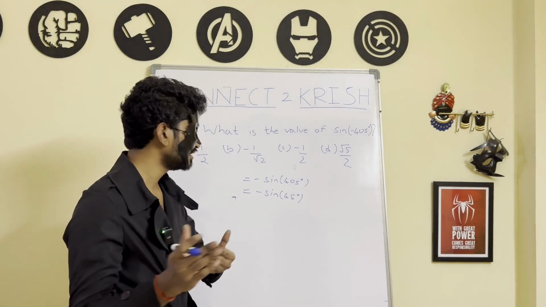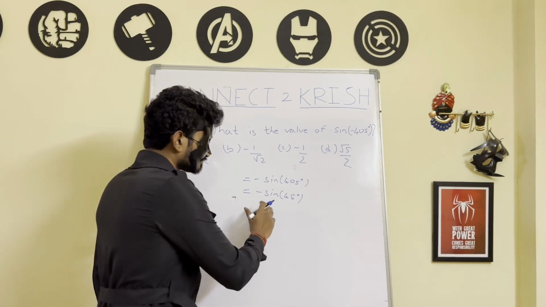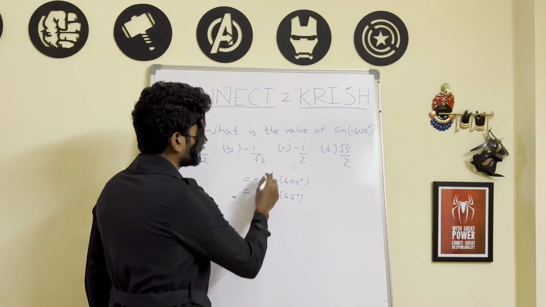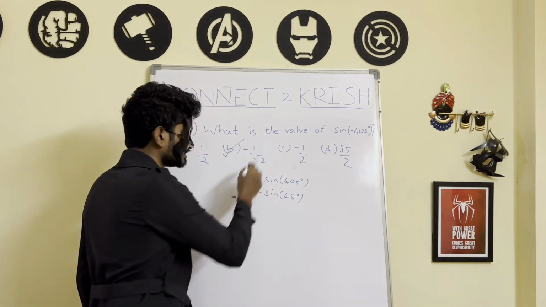is nothing but sine theta. It will be minus sine 45 degrees. It will be equal to minus 1 by root 2. So option B is right.